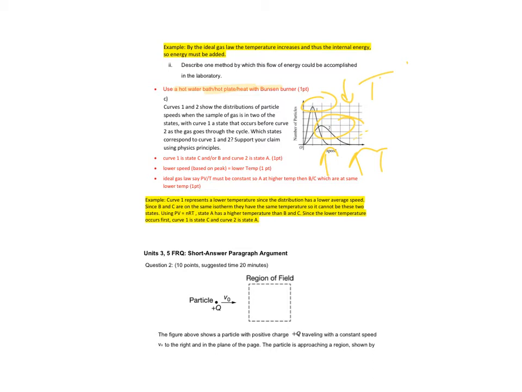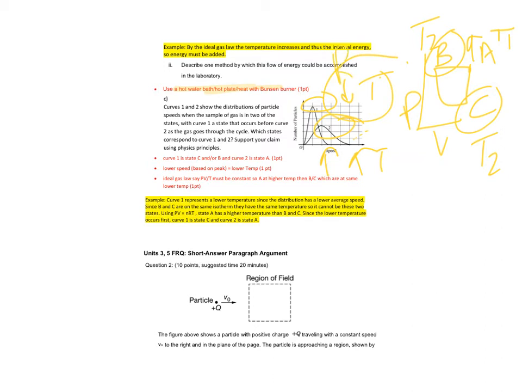And so we know that, remember my PV graph went like this, and this was A, and this was B, and this was C. We know this is at a higher temperature, and these are at the same temperature. So this is temperature 1, this is temperature 2. So you had to say that B and C were this one, and this one represents state A.